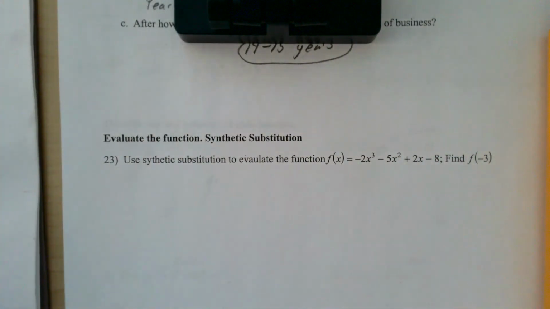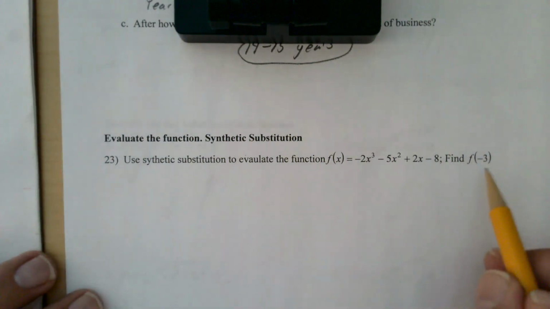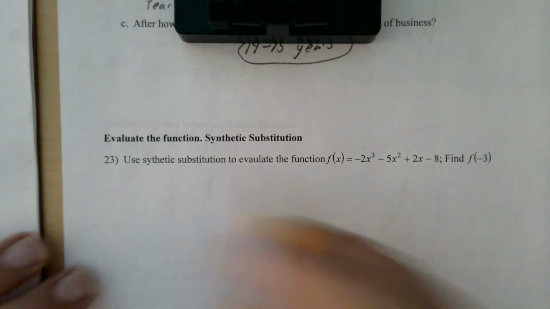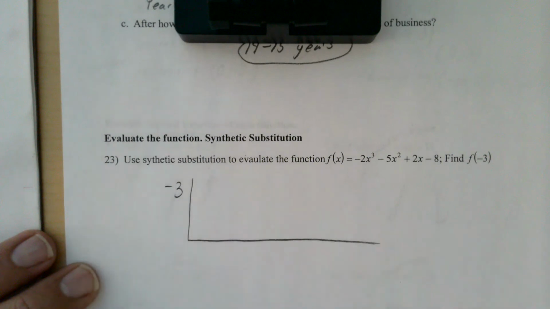Last problem. I want you to use synthetic division. Now, you could always check by direct substitution. If I replace that x with negative 3, I should get the same answer as my remainder. So for synthetic division, or excuse me, synthetic substitution, I don't change this to its opposite. My input is negative 3. So I want to replace the x with negative 3. It stays negative 3.